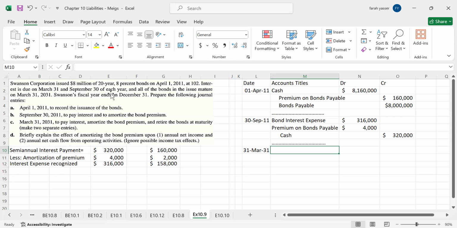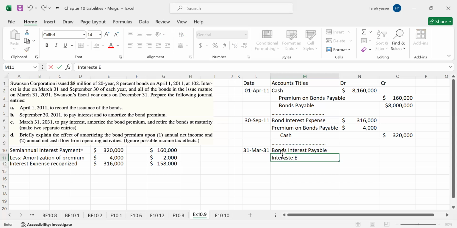Now, on 2030, the payment of October, November, and December was due. So that's why, first of all, we are reducing that liability by bonds interest payable. Then we record the interest expense for the 3 months starting from January, February, March of 2031. So, bond interest expense, here we have bonds interest expense. And then we are amortizing premium on bonds. So, premium on bonds payable, and then we are paying cash.